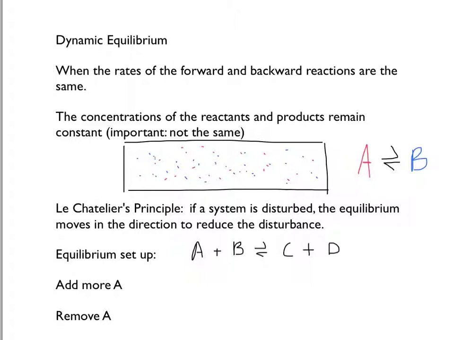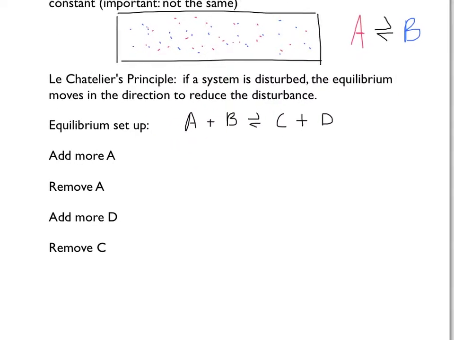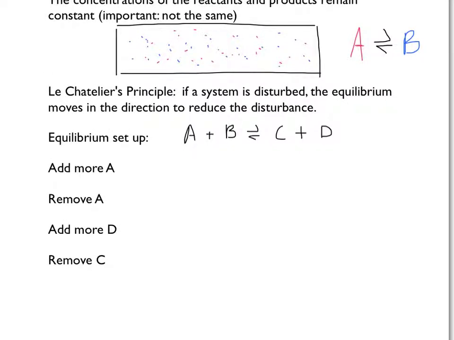So looking at the other example I've got here, A plus B goes to C and D, so a new situation to the one already described in this picture here. Now if we add more A to this situation, then the equilibrium will try to reduce the disturbance by shifting to the right hand side. So add more A, more C and D will be made, and the amount of A will reduce.